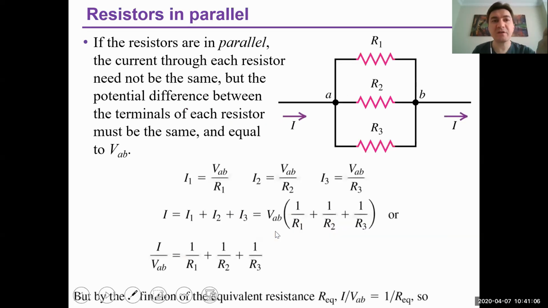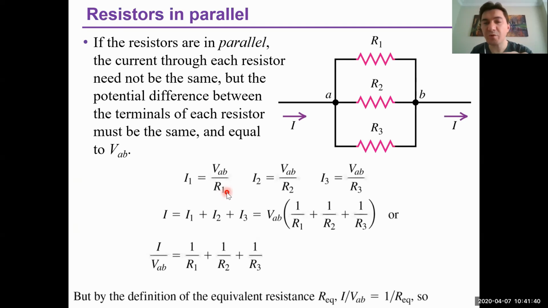So now let's continue with resistors in parallel. Here we again have three resistors. Now they are connected in parallel. We have current I passing between A and B. The current is split here into three parts, and then combined again here. This current I1 passing through that resistor is given by V_AB over R1.